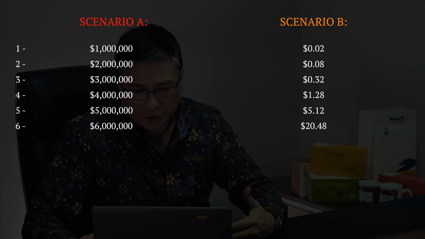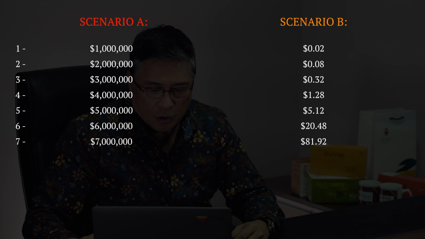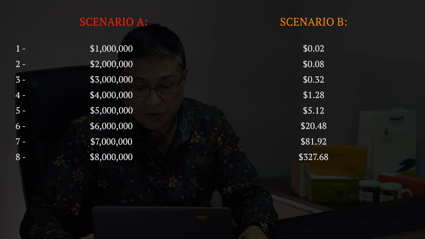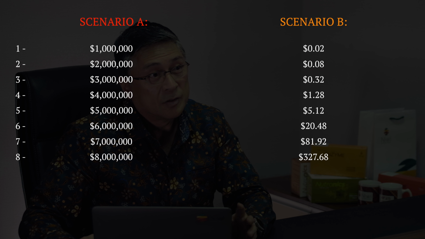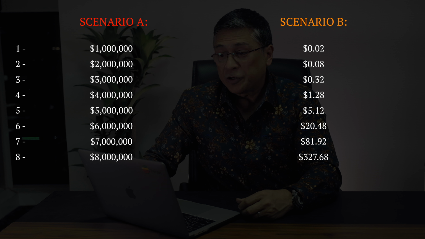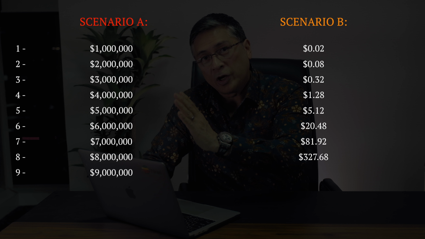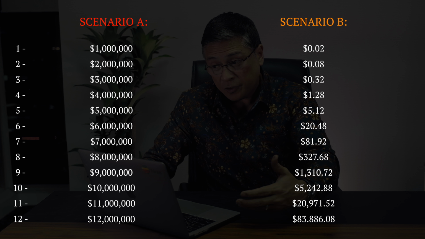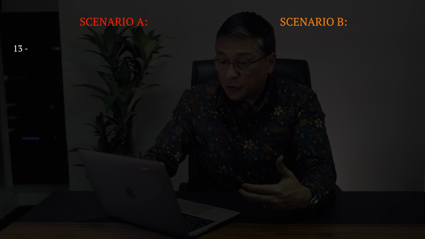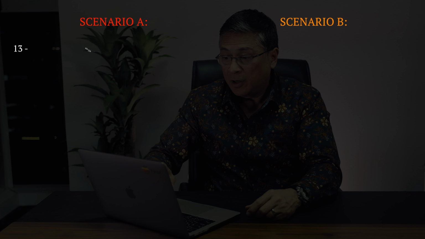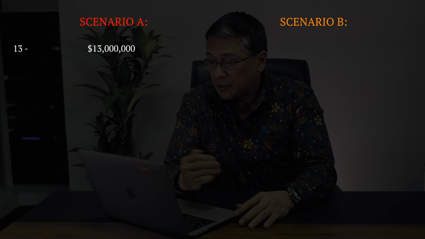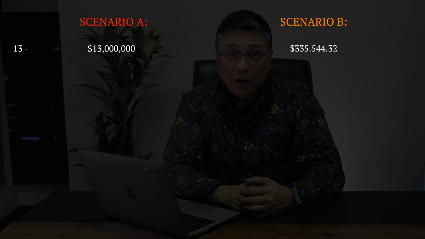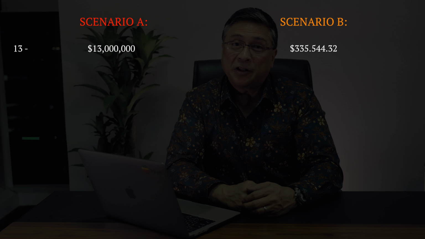On the 6th year, you can see it's growing, it's growing. On the 8th year, you have 8 million in scenario A and you have $327.68 in scenario B. Now let's go to year number 9. 9 million here, and over here you have 1,310, and so forth and so forth. Finally, on the 13th year, you'll see you have 13 million here. Now it's starting to get sizable. On the other side, you now have $335,544. But still, it's not 13 million.